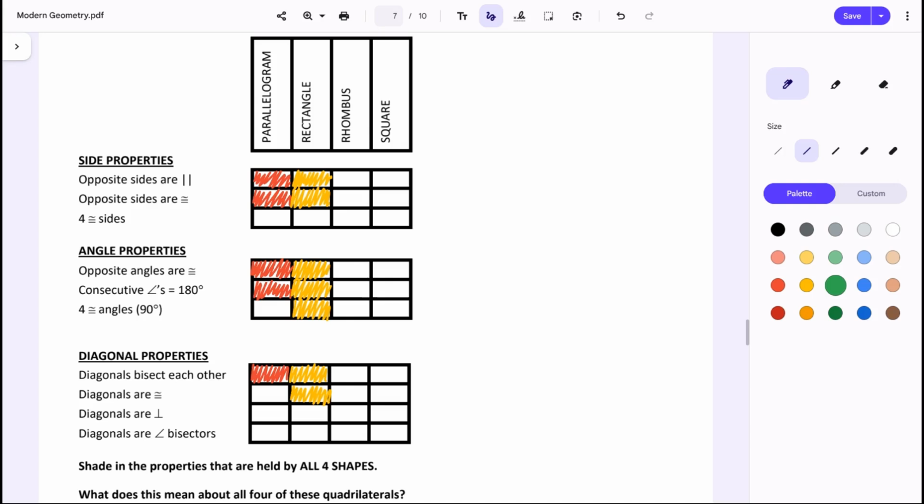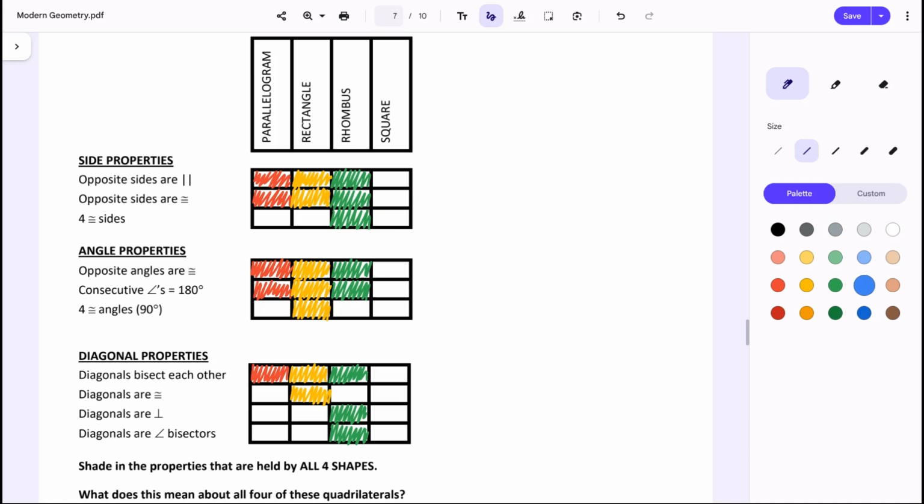For our rhombus, we said yes to all of the side properties. We said yes to the first two for angle properties. And for the diagonals, we said yes to the first one and to the third and fourth: the diagonals being perpendicular and angle bisectors. We skipped over the one in the middle because the diagonals were not congruent to each other in a rhombus.